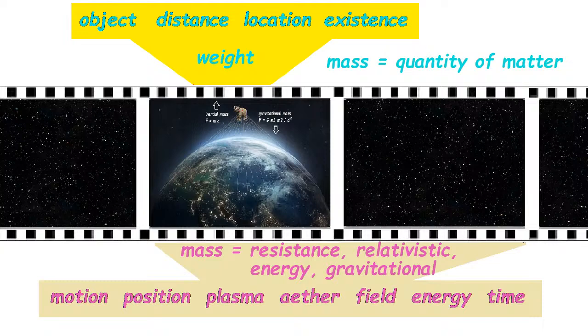But if you're going to talk about mass as resistance, relativistic mass, energy mass, you know, the E equals mc squared, or gravitational, any other mass that you can come up with, then you're talking about many frames of the film. You're talking about a dynamic concept. So mass is either a static concept or a dynamic one. And they're still trying to reconcile those two. And of course, they never will. It's impossible, because they have a contradiction.